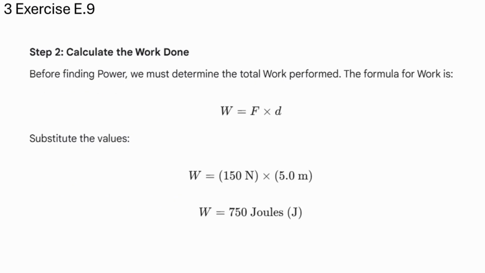Before we can talk about power, we need to know how much work was actually done. Think of work as the total effort put into moving the crate. The formula is simple. Work equals force times distance. When we multiply 150 Newtons by 5 meters, we get 750 joules. That's the total energy transferred to the crate.